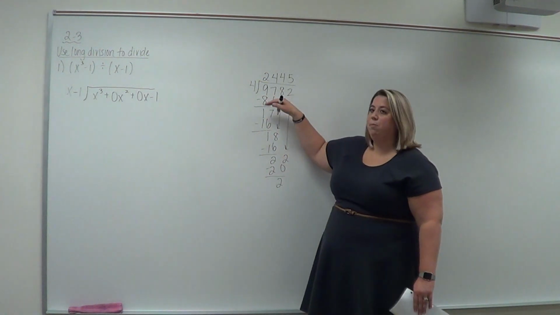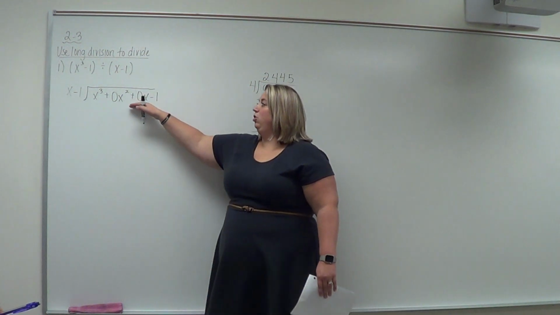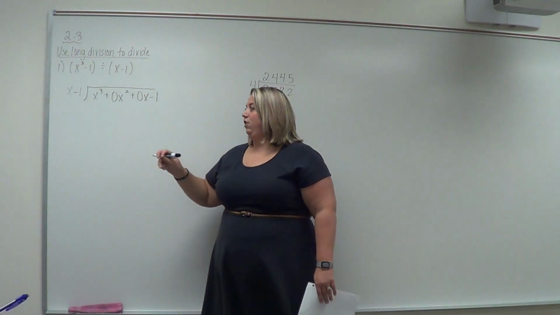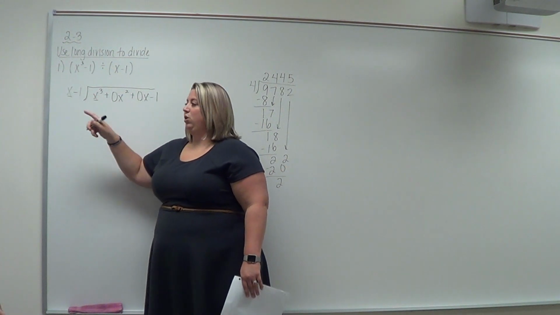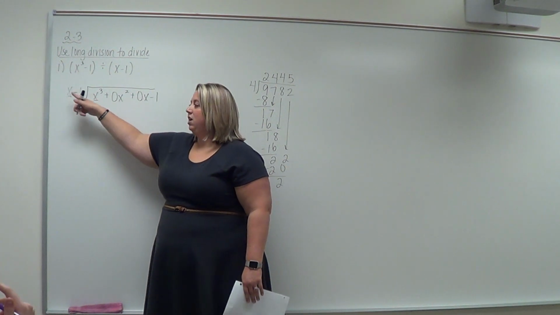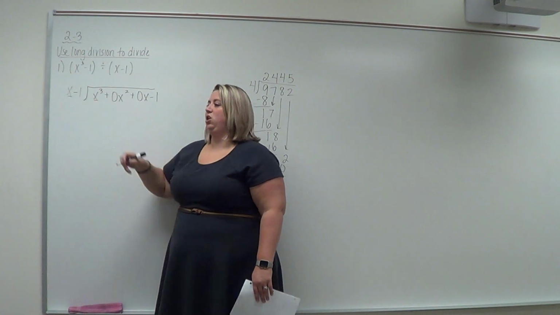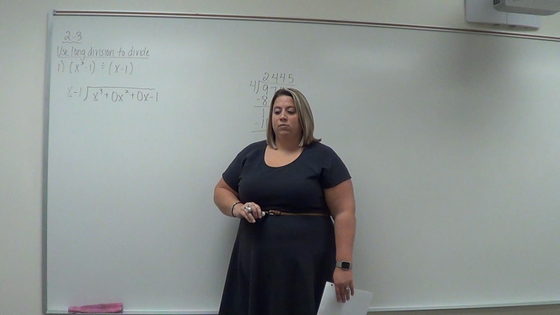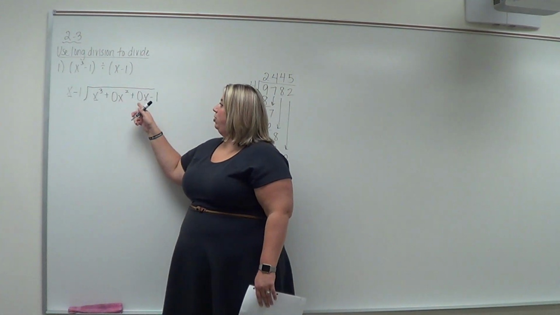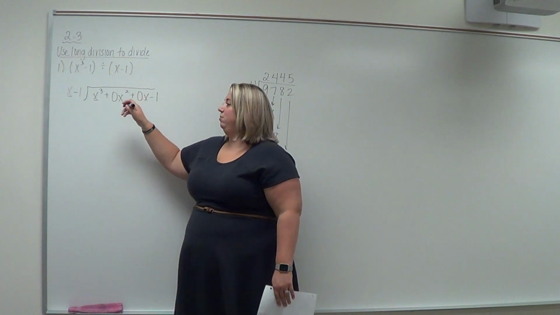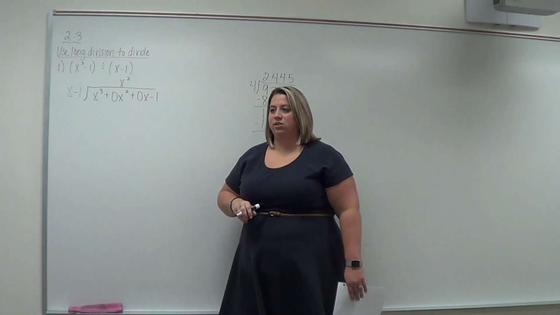Okay, so if we did it with numbers, we said how many times does 4 go into 9? It's similar with variables. I like to think of it as what times x will give me x cubed. So I look at the first thing on the outside and the first thing on the inside. What times x will give me x cubed? x squared. That's what goes on top. It doesn't matter where you put it. I just like to match up my exponents, so that's why I'm putting it here. It just goes on top.